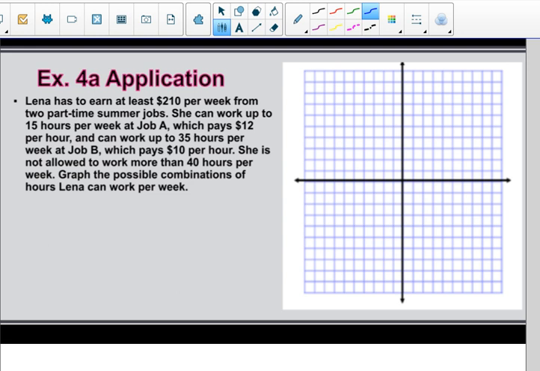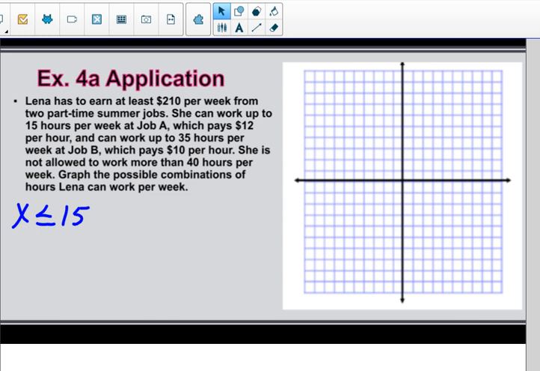So there are going to be quite a few inequalities we need to write. So the first one, we're going to use X for job A and Y for job B. So it says she can work up to 15 hours per week at job A. So X, up to means it's no more than 15. So X is less than or equal to 15. Job B, up to 35 hours a week. So Y is going to be less than or equal to 35.